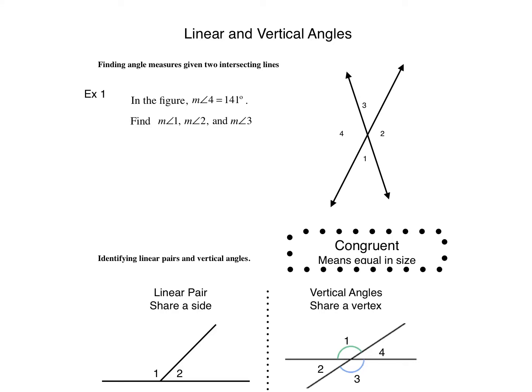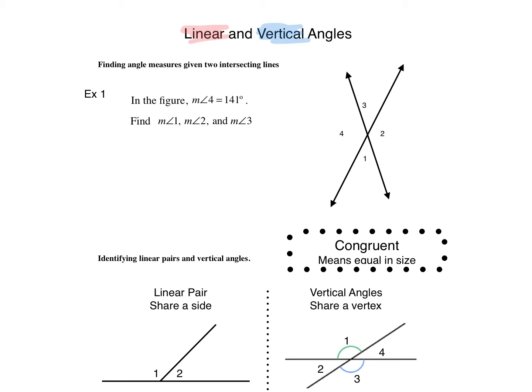Hey guys, so we're moving on to the last set of notes in Unit 1, and that's the 1.5 notes. To finish talking about angles, we're going to talk about what are called linear angles and what are called vertical angles. Those are two different types of angles, okay? So let me show you by looking at an example.